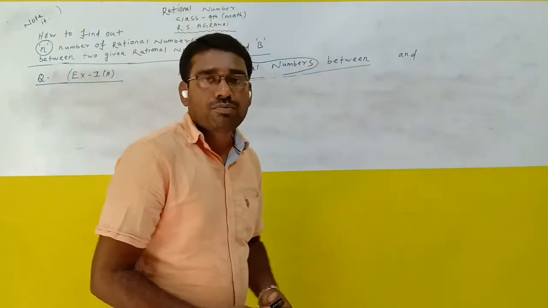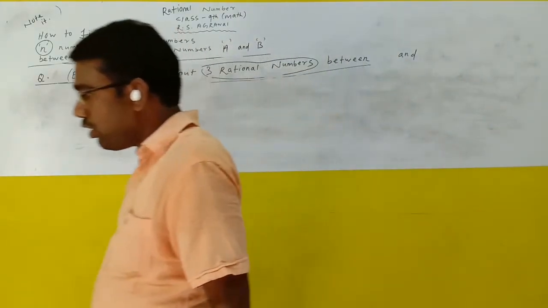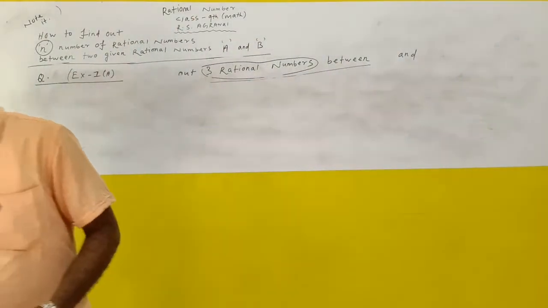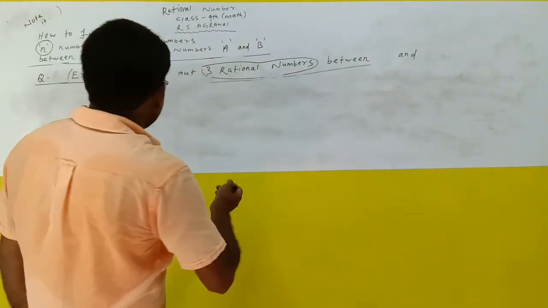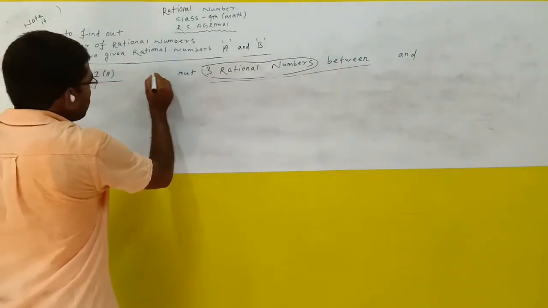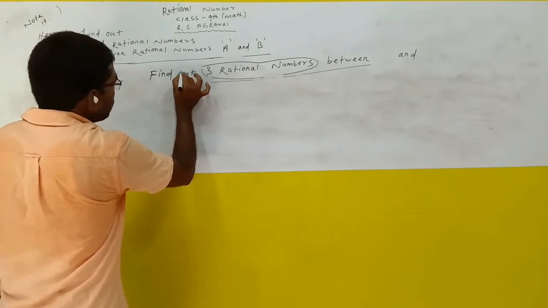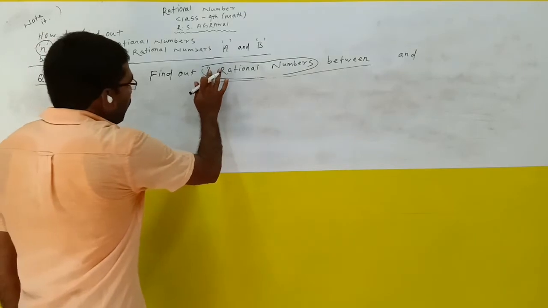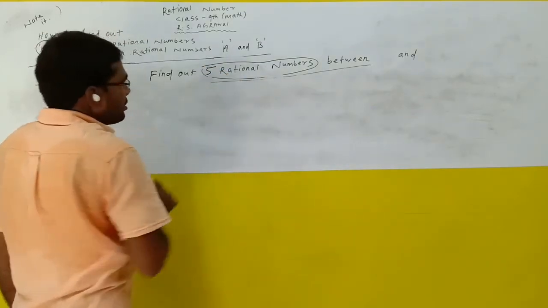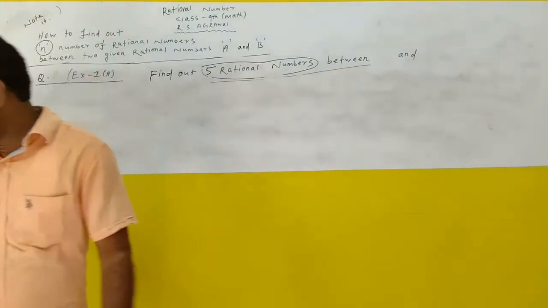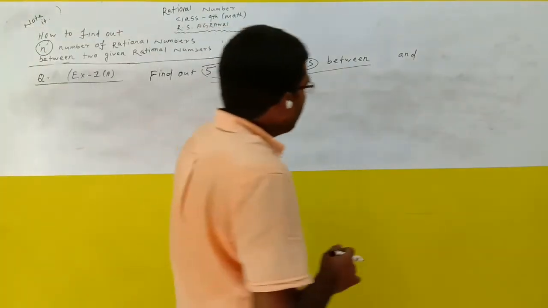Now students, we will take another example, that is question number 7 of exercise 1A. It is another example for you. Find out 5 rational numbers between 3 by 5 and 2 by 3.